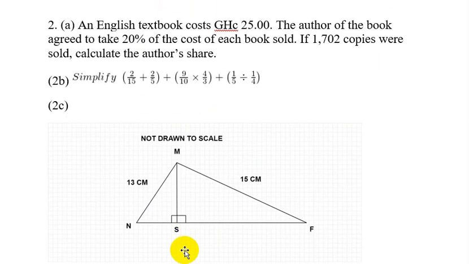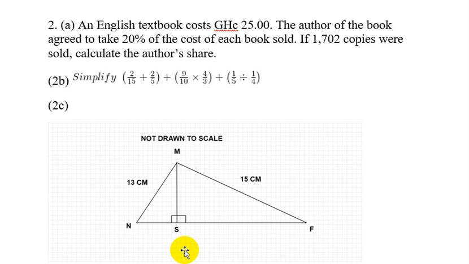Now question 2 says that an English textbook costs 25 cedis. The author of the book agreed to take 20% off the cost of each book sold. If 1,702 copies were sold, calculate the author's share.